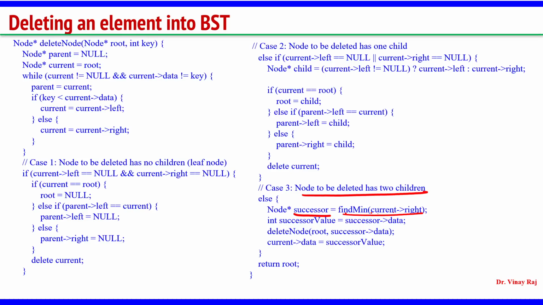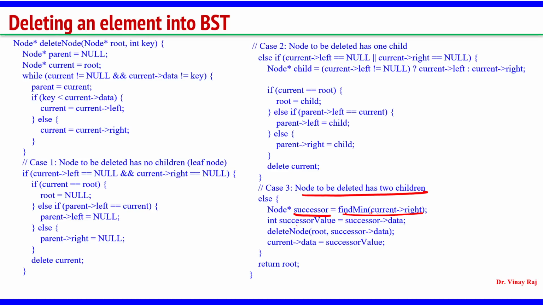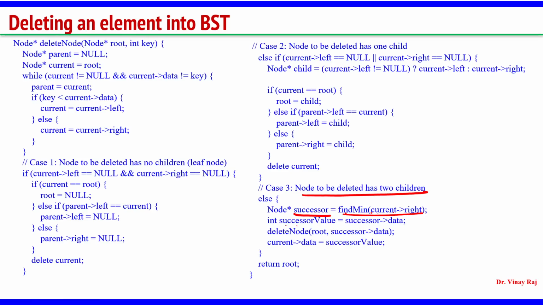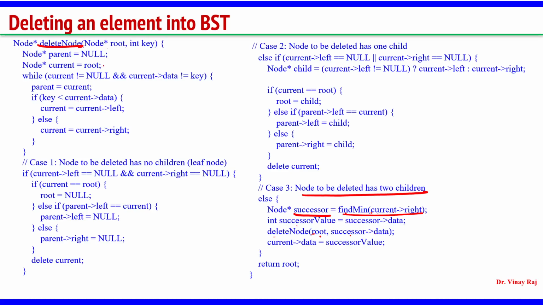After that, that is my current right on this side. What is the minimum element? 5 itself is the successor. This is my successor. Next, successor value equal to successor data. Again, successor value SV equal to 5. Simple. Then I am calling a function delete node, root comma successor data. I am saying delete the node. So how are we deleting that? Parent null, current root, current data not equal to key. Key means the element which I want to delete.